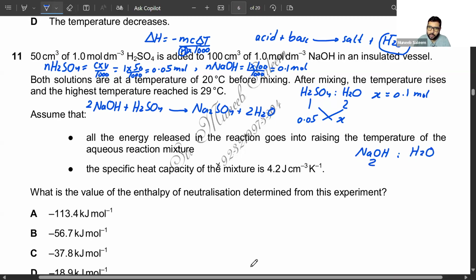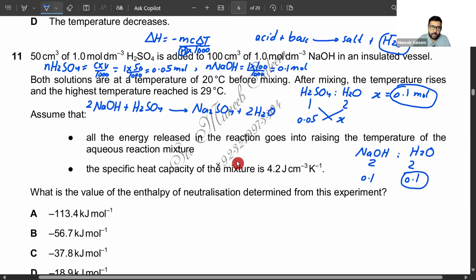We have 2 moles of each. And if there are 2 moles of each, that means the number of moles of NaOH will also be equal to the moles of water, 0.1. Now, in both cases, we see that 0.1 mole of water is produced, so the value of n is not changed.